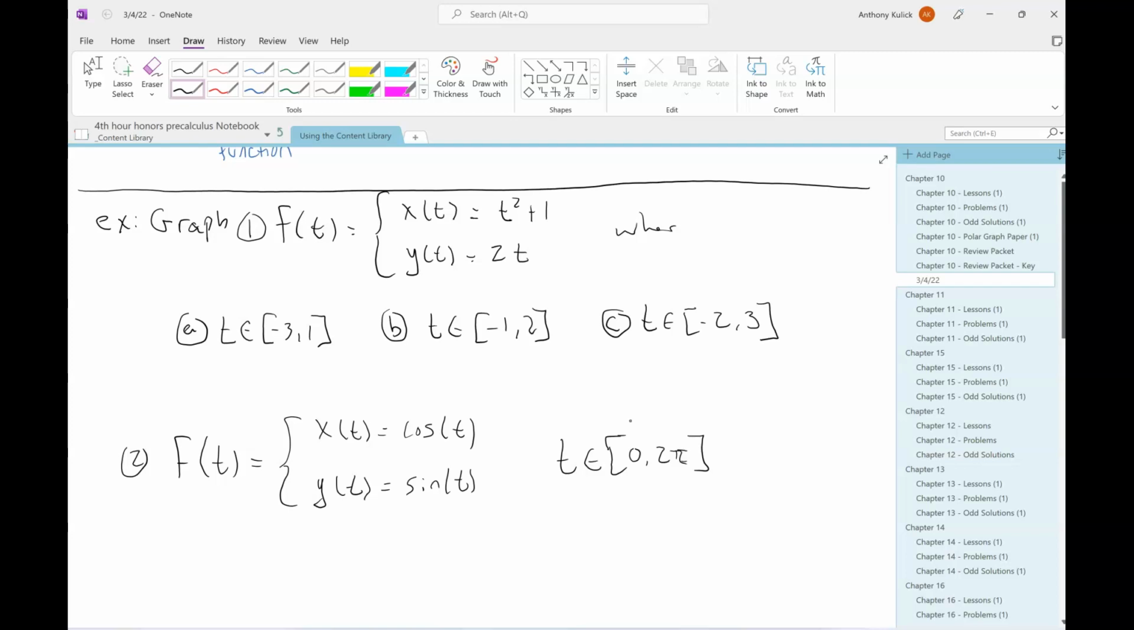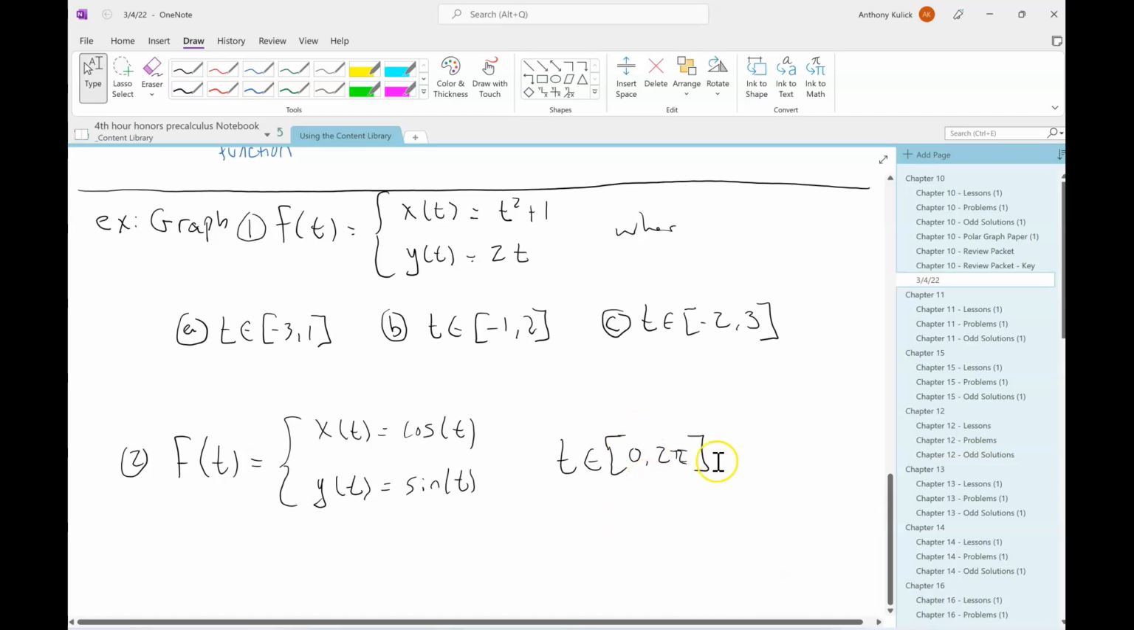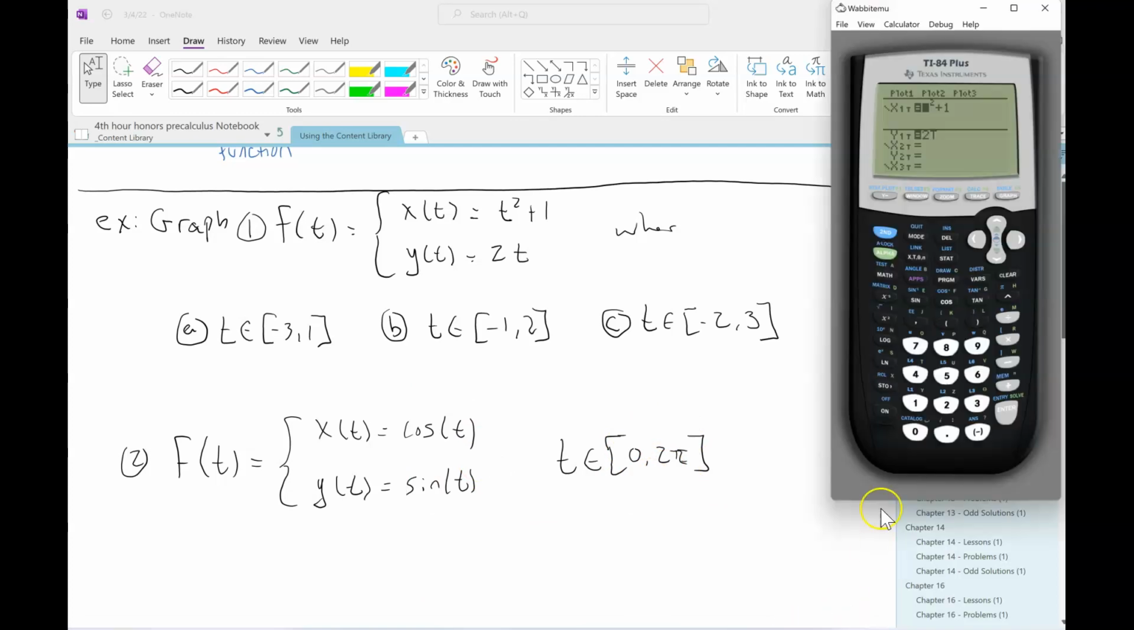Remember, the unit circle, x coordinate is defined as cosine of theta and y is defined as sine of theta. Notice the values of t are between 0 and 2 pi, so this is exactly the unit circle. Yeah, let's type that in and just confirm that for ourselves visually. So cosine t and sine t, and then we'll change our input from 0 to 2 pi.